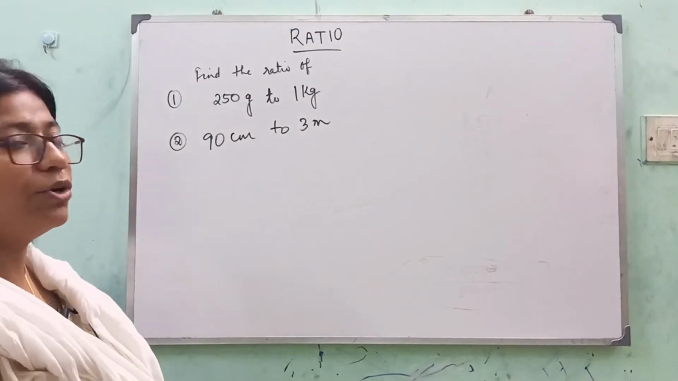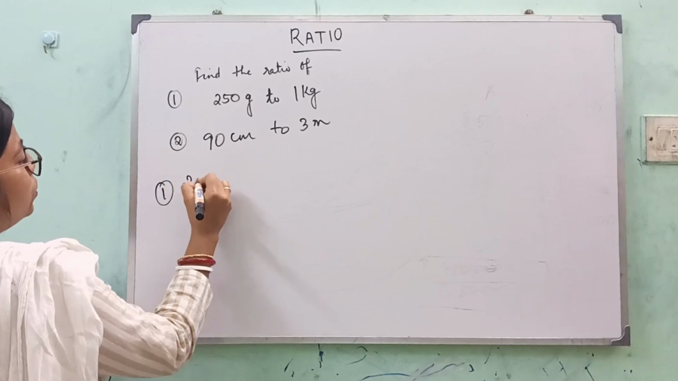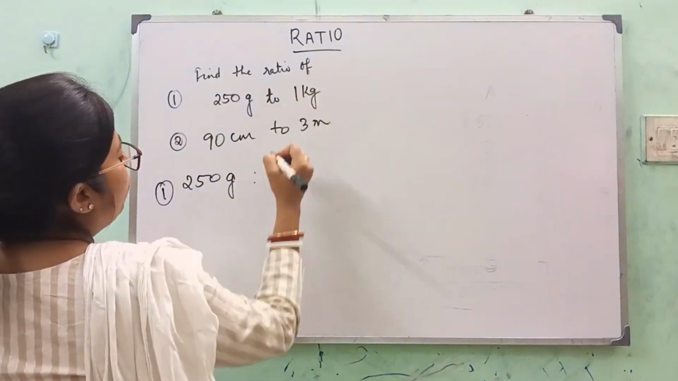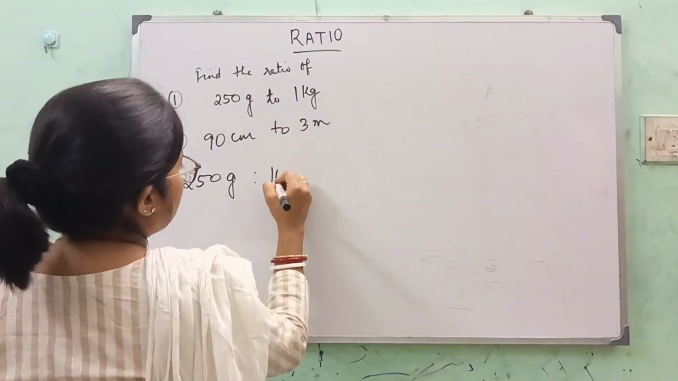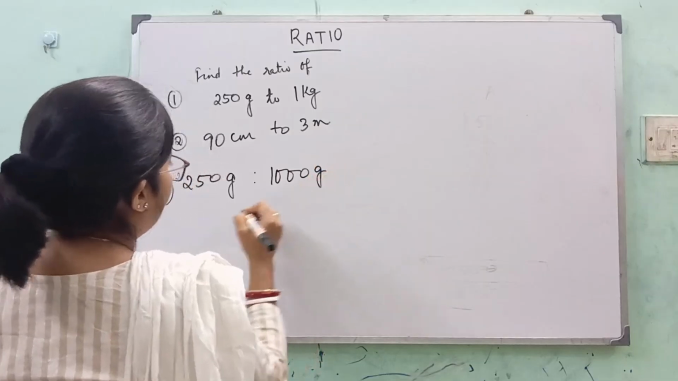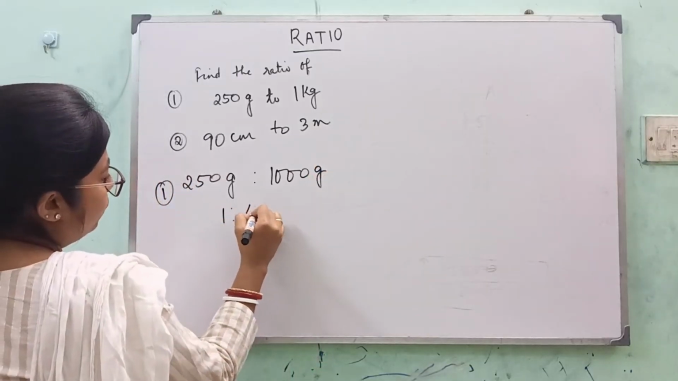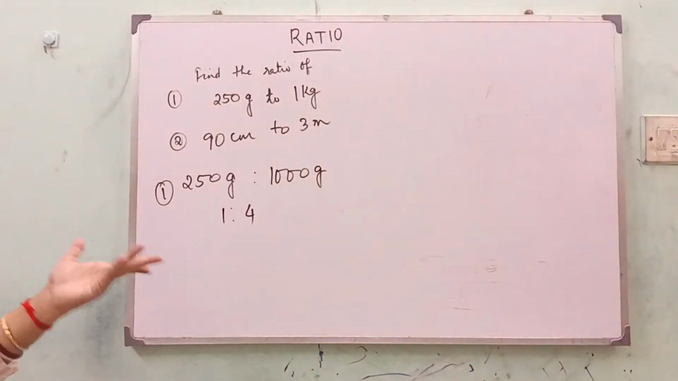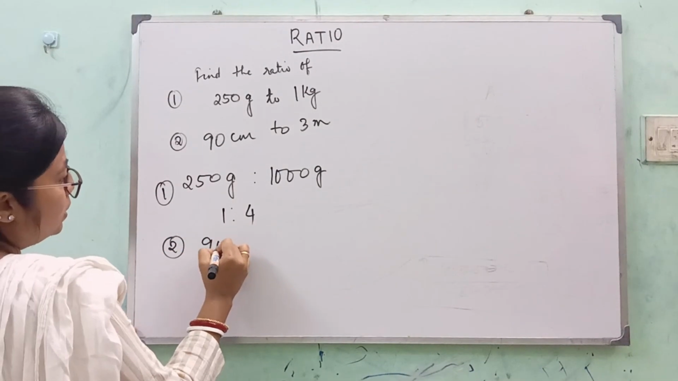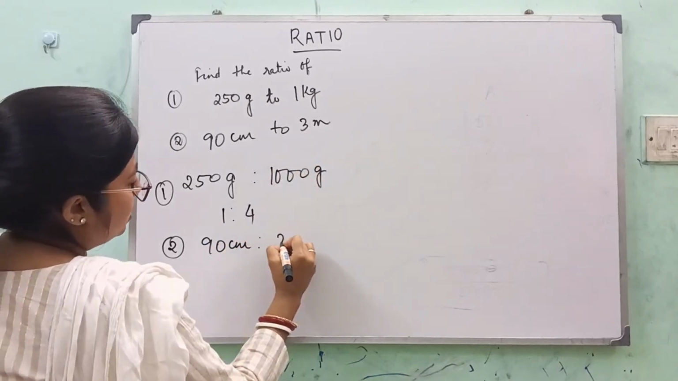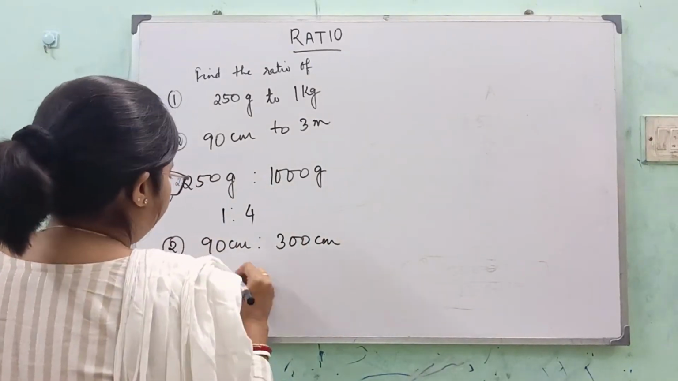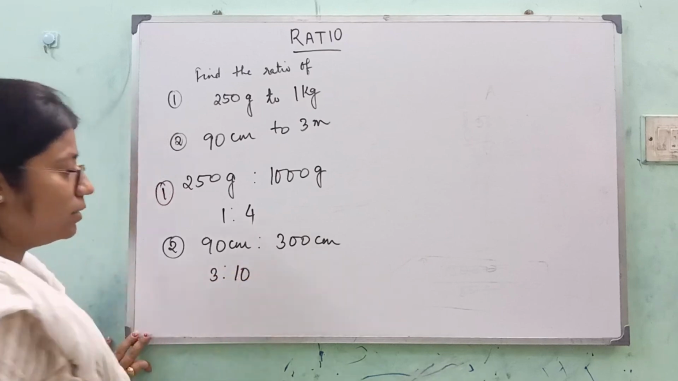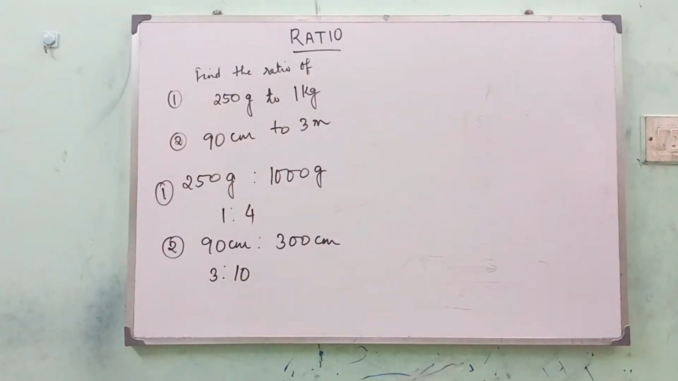Most of you have done it orally, I know. The first sum, 250 grams is to 1 kg. You can see both refer to mass, but units are different. So this is 1000 grams. 250 by 1000 is 1/4, so the answer is 1:4. Second, 90 centimeter is to 3 meters. 3 meters means 300 centimeters. So this is 3:10. I'm sure you have understood how to find the ratios.